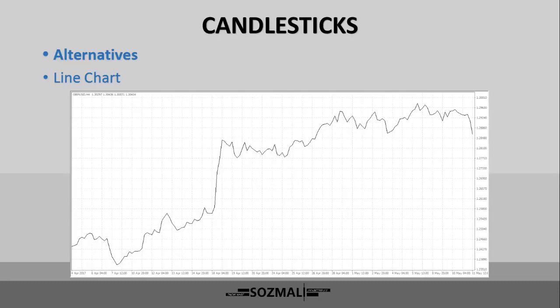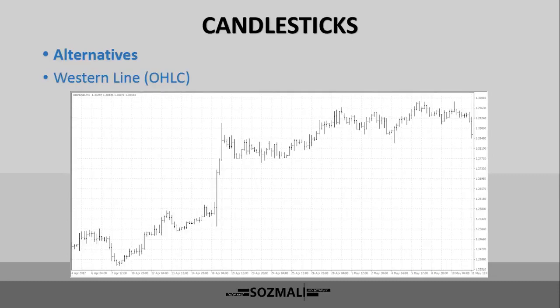And the other popular alternative is the Western line or the OHLC, which actually represents the same data that you'd find on a candlestick chart. However, I still believe, and many other people still believe, that the candlesticks are just easier to look at. They look more appealing, and you can just see things much quicker. But obviously the Western line also has its advantages over the candlesticks. I might even do a video on them too.